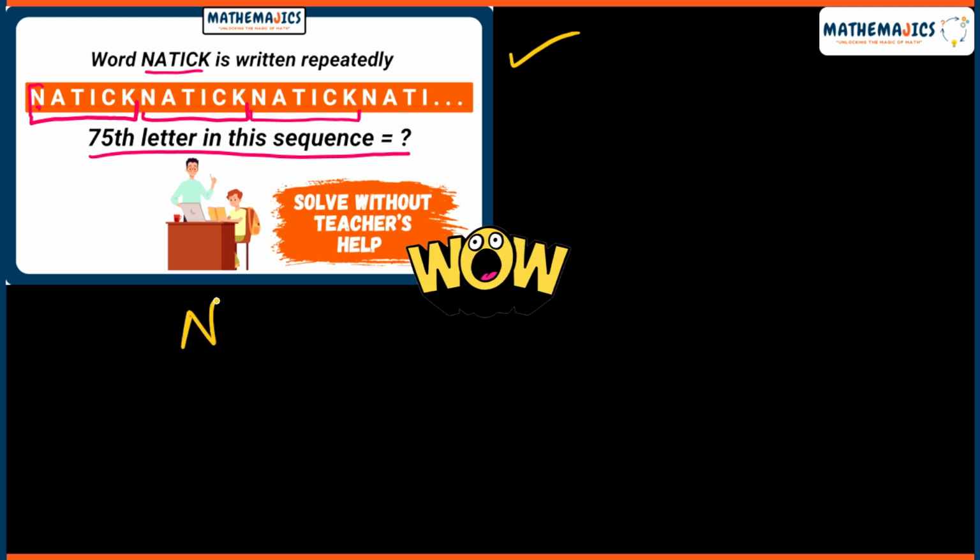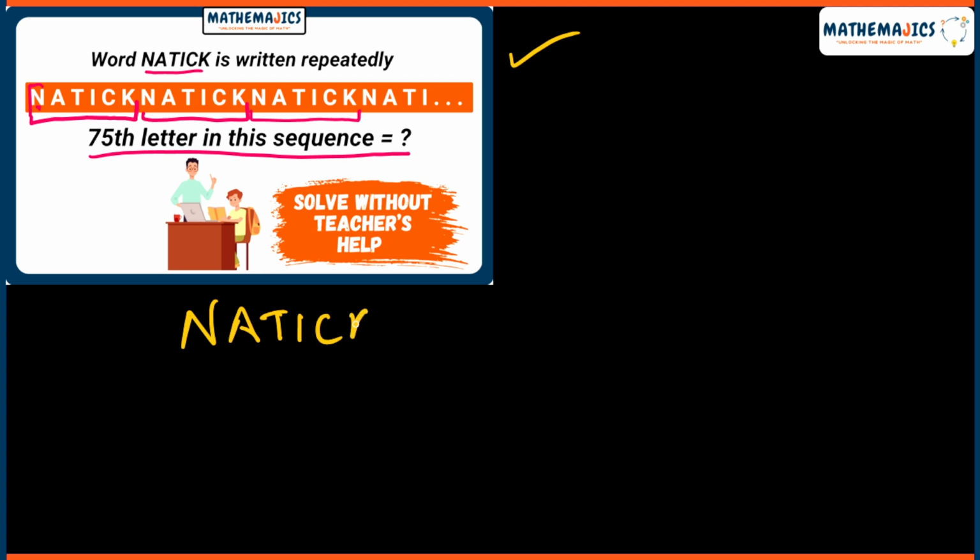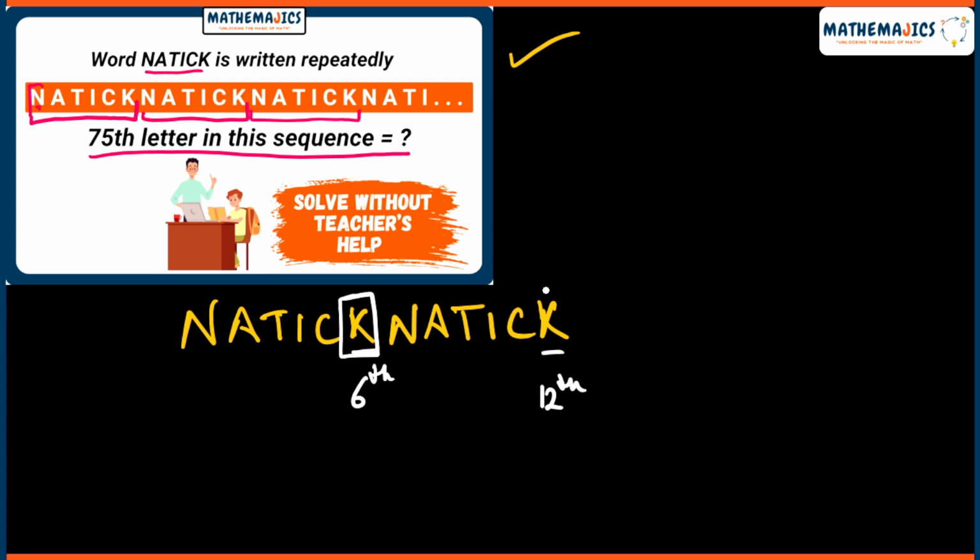So NATICK, N-A-T-I-C-K, is a 6 letter word. Again, it is written N-A-T-I-C-K. Now look at every sixth letter. This is the sixth letter. This is the 12th letter, right? So every sixth letter is K, correct?